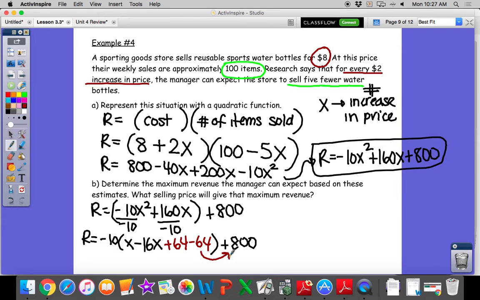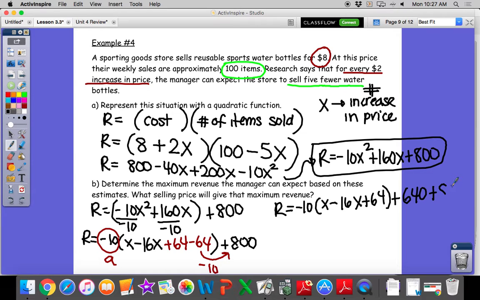Next, we're going to take this negative 64 out by multiplying it by your a value in front, which in this case is negative 10. You need to multiply it by negative 10. So revenue is equal to negative 10x minus 16x plus 64. When we multiply the negative 64 by negative 10, we're going to get a positive number of 640, which we're adding with 800, because that was the number that was there already. So 640 added with 800.